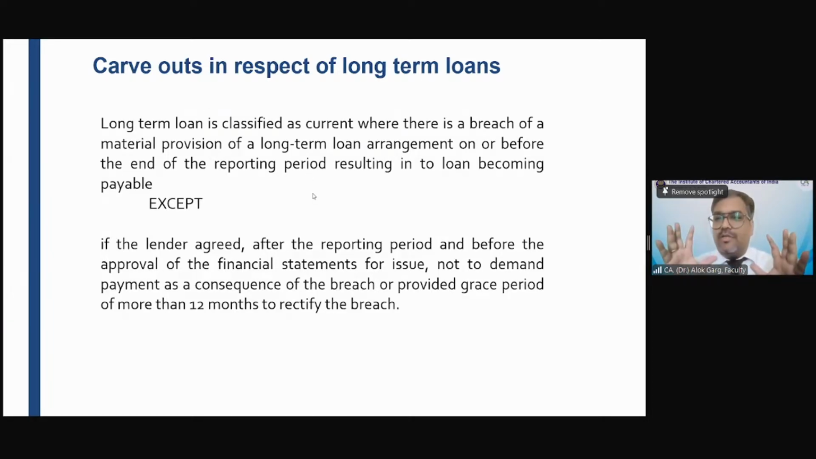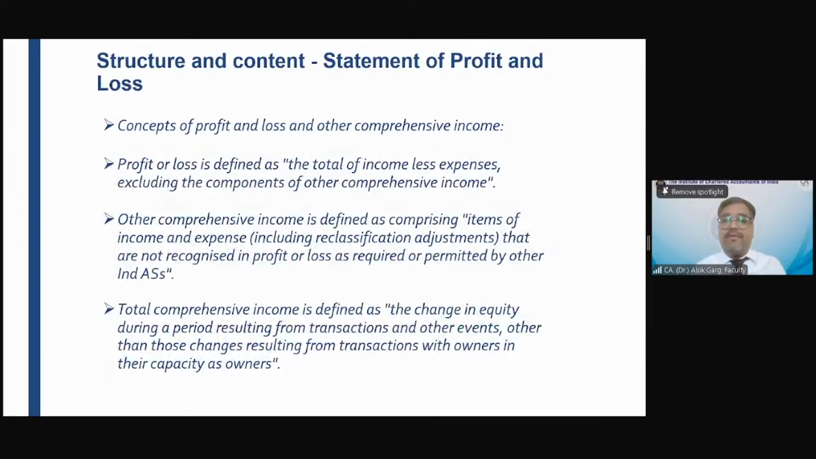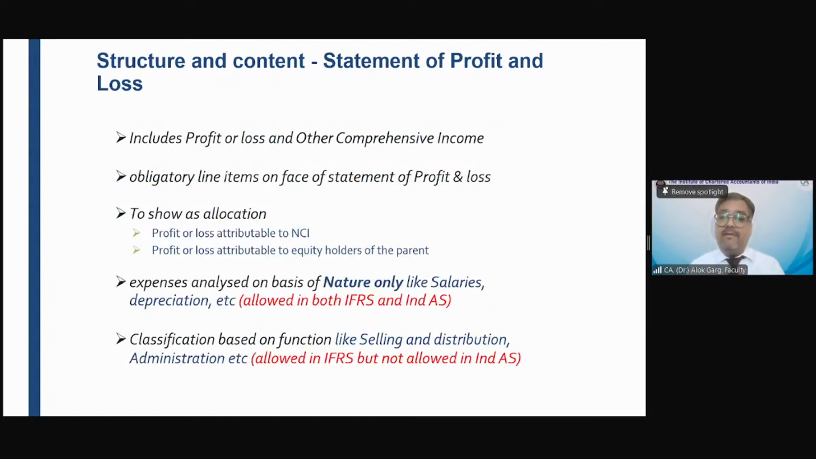So we talked about this balance sheet concept. We talked about current and non-current, and we talked about this example also. The statement of profit and loss, as I told, includes revenue, expenses, total income, expenses, profit before tax, tax expense, profit after tax, other comprehensive income, and total comprehensive income, right?